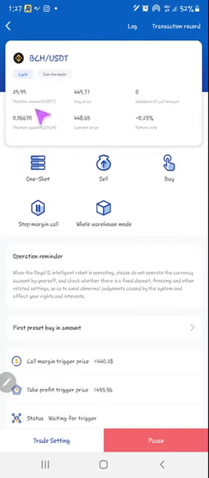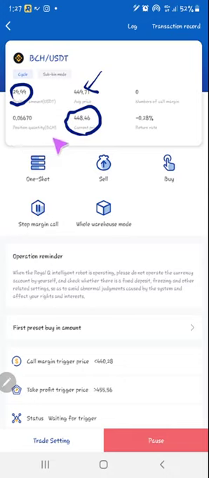This is the position amount. The robot entered this trade with 29.99. This is the current price of BCH, 448. And that's the average price. Then this is position quantity. This is the total number of BCH we just purchased. So this is as little as this robot is going to scalp for you and give you profit.